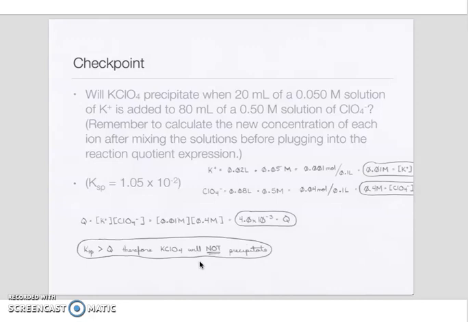So that is how we can solve for whether or not, if I take two solutions and mix them, something will precipitate out or not.